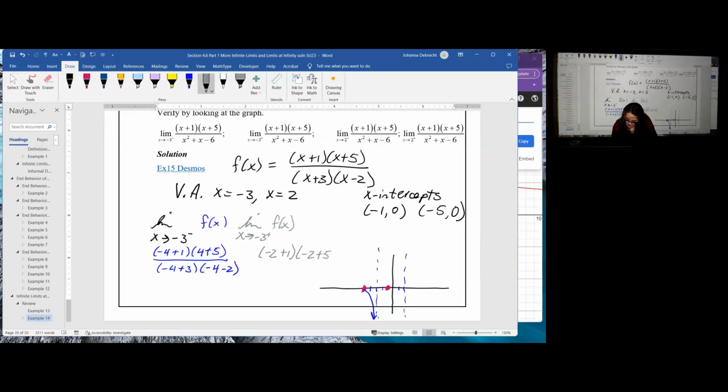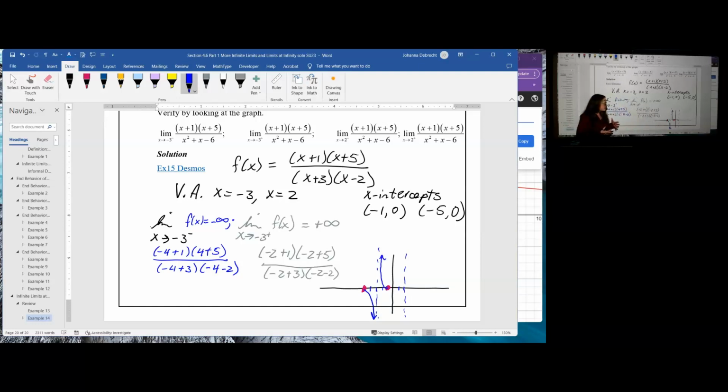positive or negative. In this case, I get a negative times a positive over a positive times a negative. I have 2 negatives, which makes the whole thing positive. And that means that this will be going to positive infinity. I guess I should finish this one here and write the solution. That means that it's got to be doing something like this as it approaches that value.